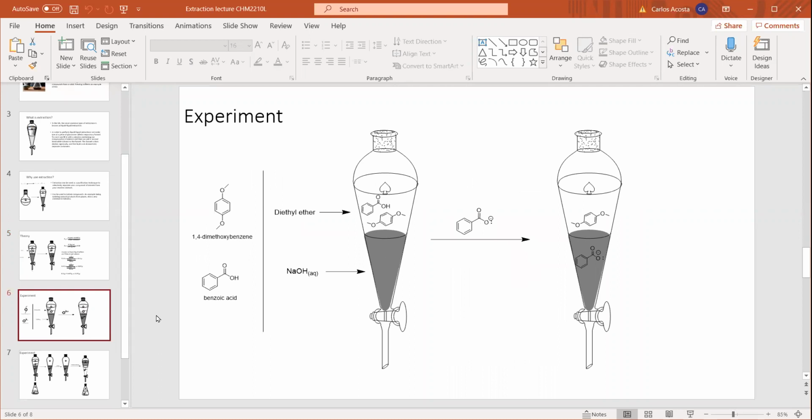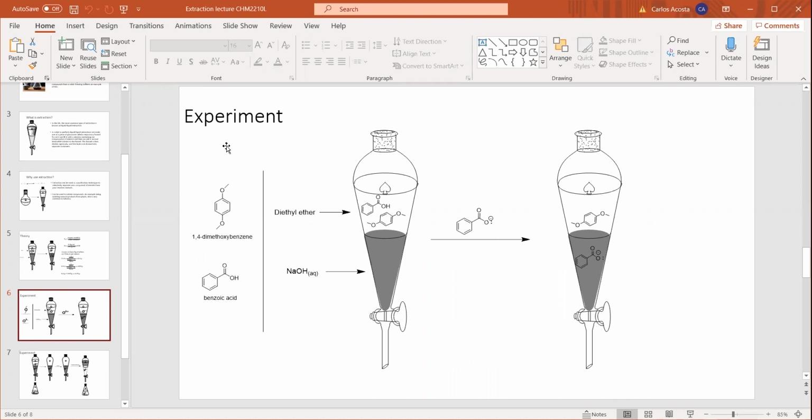So in today's experiment, what you're going to be doing is separating a mixture of dimethoxybenzene and benzoic acid just by using extraction. Now, first you dissolve benzoic acid and dimethoxybenzene in diethyl ether, and you create the mixture. And then you're going to try to extract it with water, but there's a problem here because benzoic acid and dimethoxybenzene, they're not very soluble in water at all.